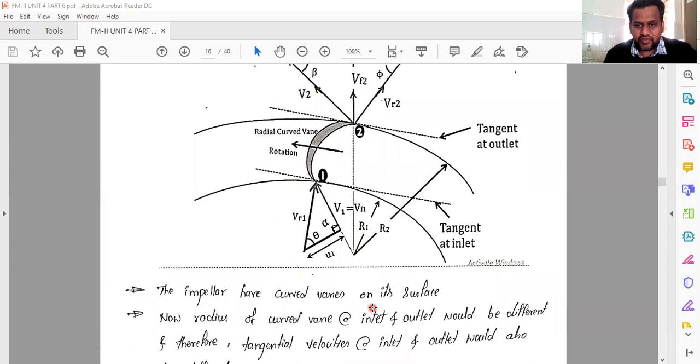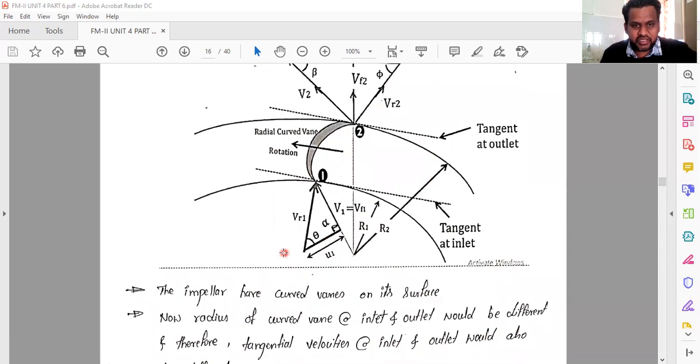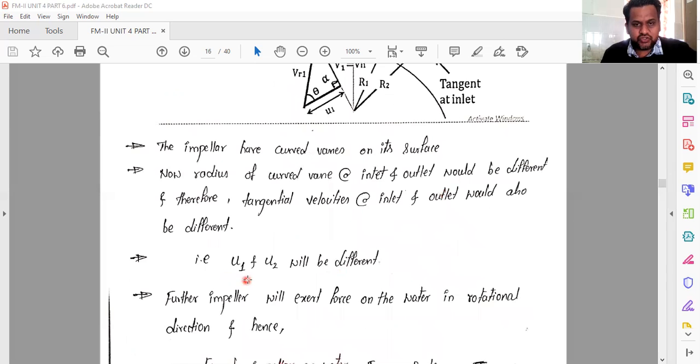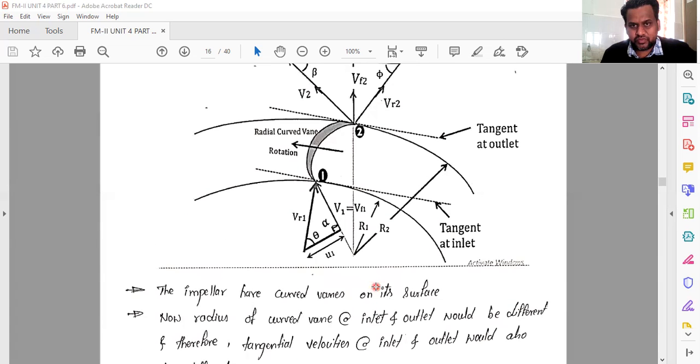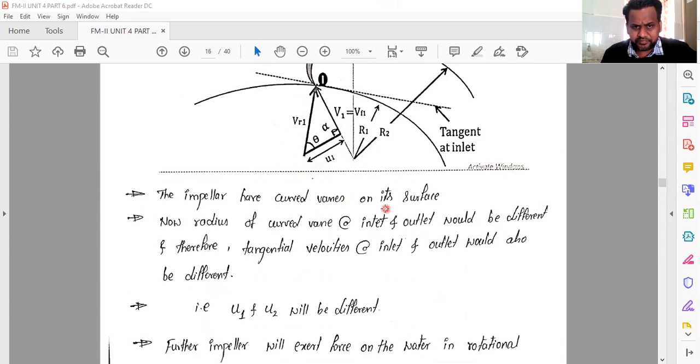The impeller has curved vanes on its surface. So obviously these are curved vanes on the surface. Now the radius of the curved vane at inlet and outlet would be different, and therefore the tangential velocity at inlet and outlet would also be different. So obviously the radius is different at inlet and outlet. That's why the tangential velocities will also be different. That is, U1 and U2 will be different.